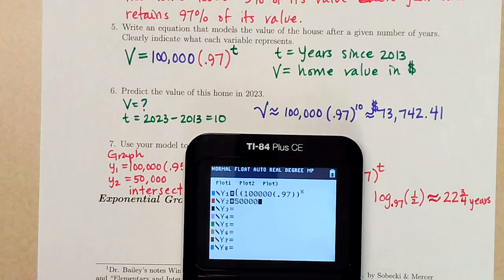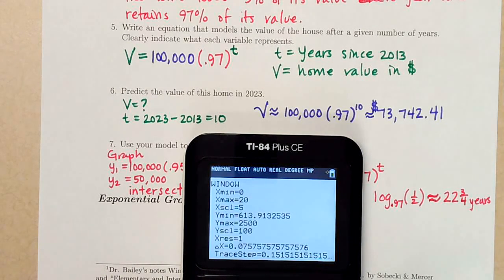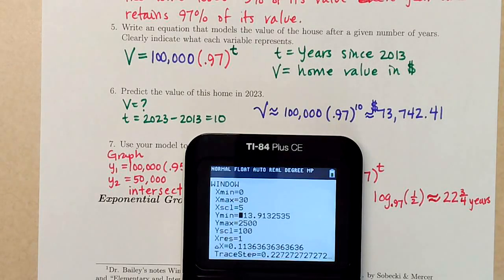50 grand. Window. Well, it has to be bigger than 22. We know that. Let me put in 30. We need it to intersect at 50 grand. So let me go below that and go 40. No, let's just go 20,000.